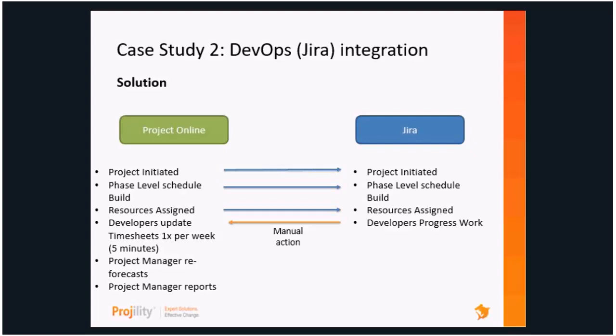Resources were assigned in Project Online, and then we're matching resources over in Jira. So we had a one-to-one match from a resource perspective. That's really important for resource forecasting.